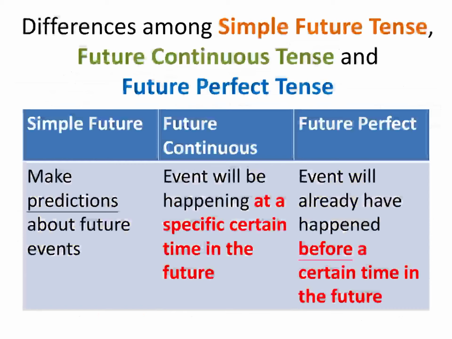Before the end of this video, let's look at the differences among the 3 tenses. We use simple future tense to make predictions about future events. And we use future continuous tense when we want to stress that the event will be happening at a certain time in the future. Finally, we use future perfect tense when the event will already have happened before a certain time in the future. You may also relate it to deadlines. Also, when we use future perfect tense, we often see the word by with a future time.